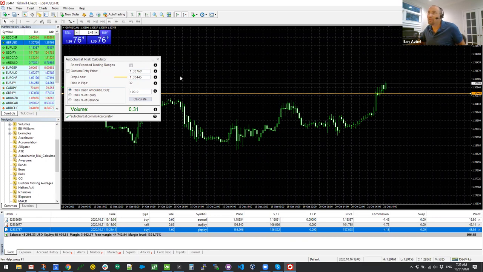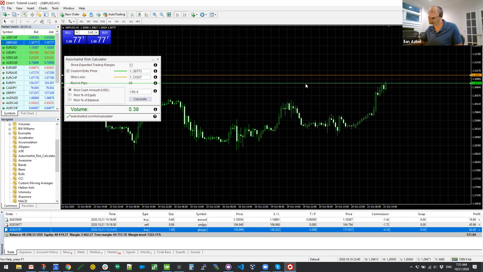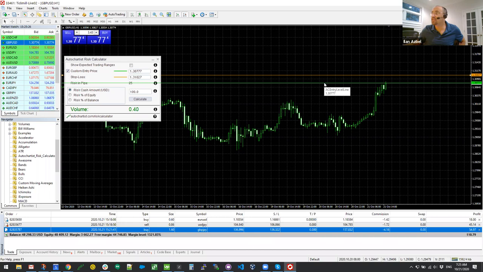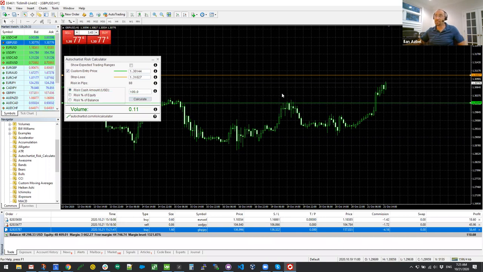All right, so what I want to do is set a sell stop order. I want to try a stop order, and I want my stop order to enter at this price over here. As you can see, I have ticked my custom entry price. I click that and a green line appears. So what I'm doing is dragging my green line to where I want to enter the market.